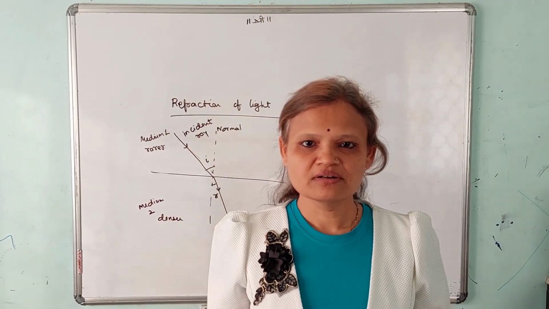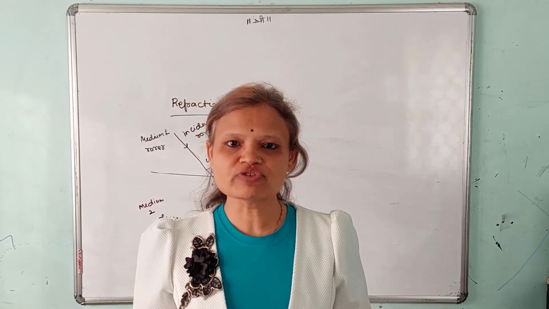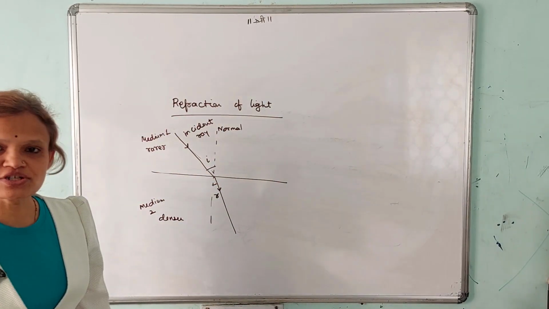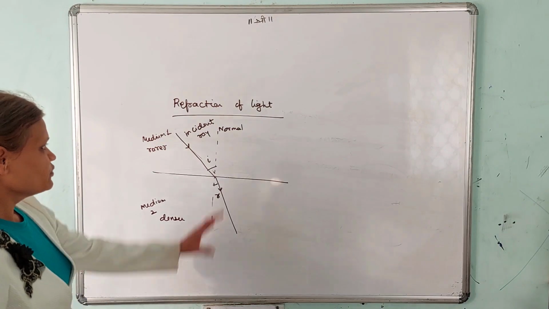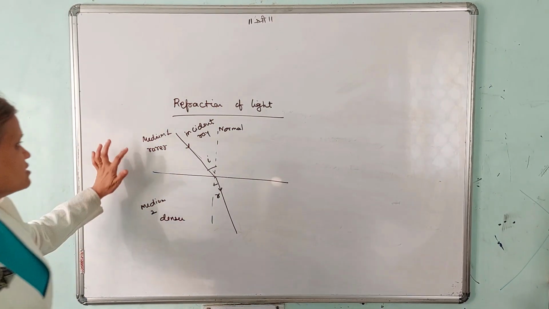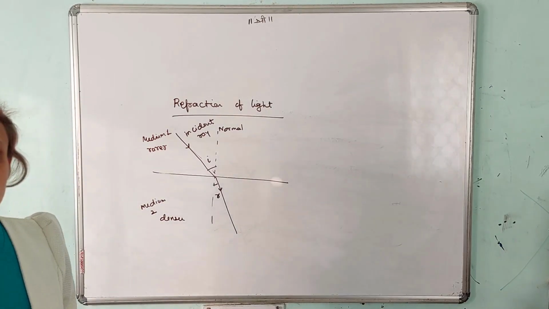Hello everyone. We are starting the ray optics chapter from physics part 2. In that the starting topic is refraction of light. So here is the diagram. There are two media, medium 1 and medium 2. We have considered medium 1 as rarer and medium 2 as denser.